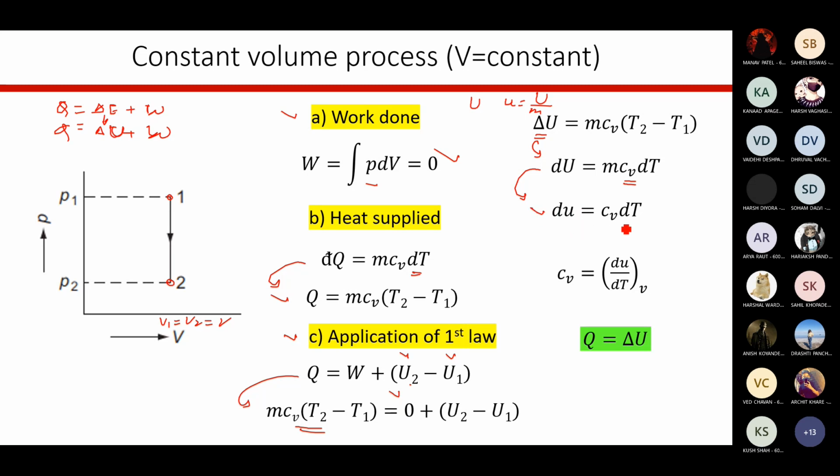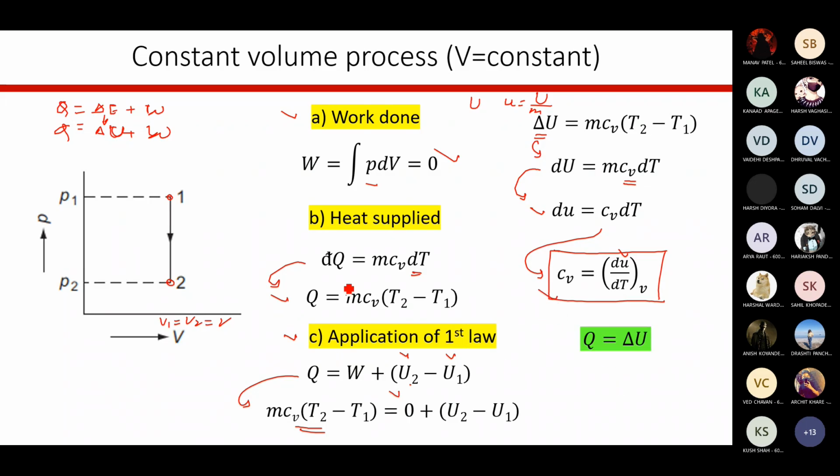So I can write du is Cv dT, and from this, the familiar expression which is known to us, we have seen this before. So Cv, or the specific heat at constant volume, is nothing but the rate of change of the specific internal energy with respect to the temperature, keeping volume constant. Correct? So note on this.